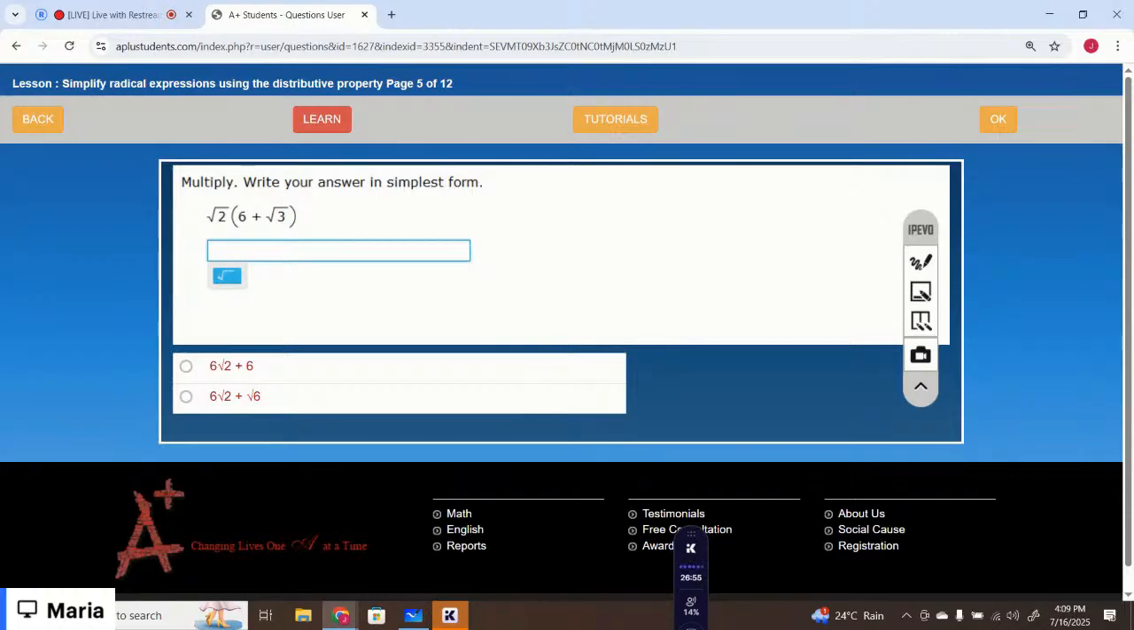Multiply, write your answer in simplest form. That is 6 square root 2 plus square root 6. Option number 2 is the correct option.